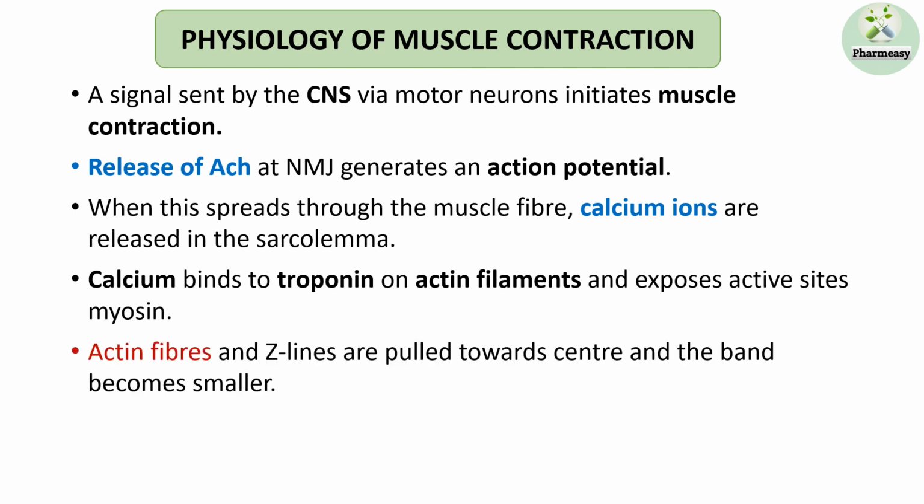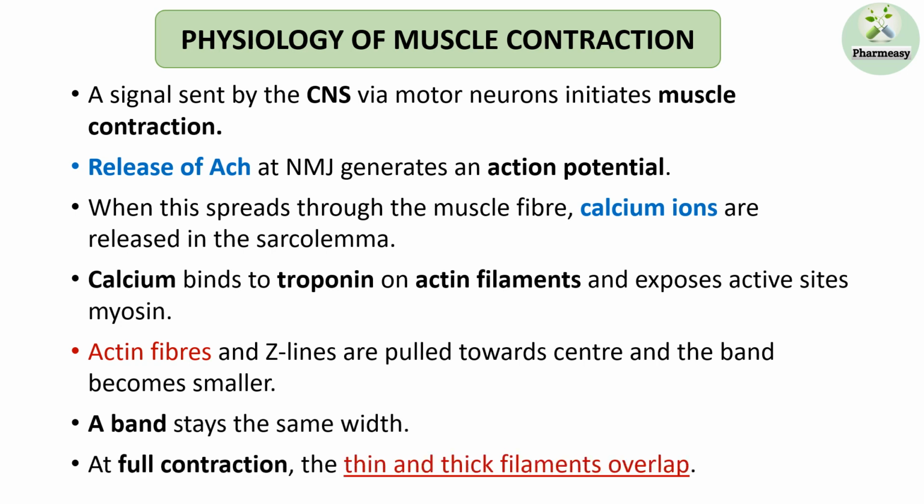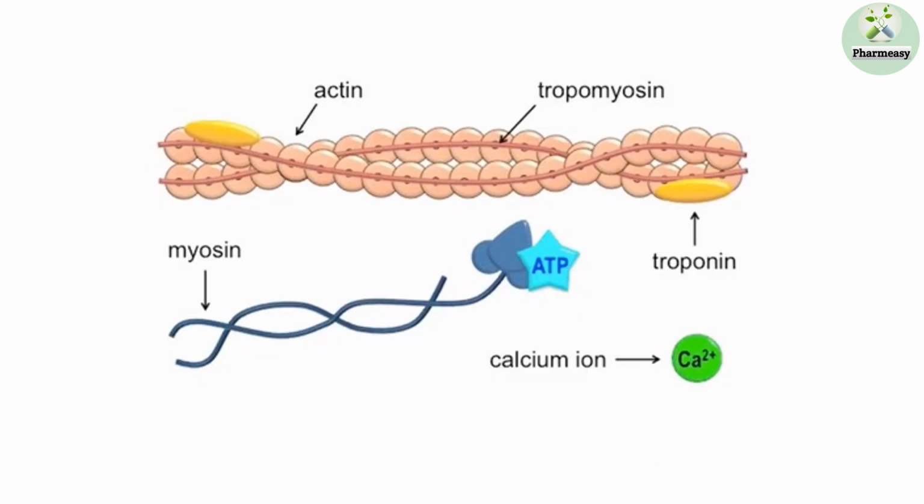Actin fibers and Z-lines pull towards the center and the I band becomes smaller, but the A band stays the same width. At full contraction, actin and myosin, or thin and thick filaments, overlap on one another. Now, in this figure, the filament sliding process of contraction can only occur when myosin binding sites on the actin filaments are exposed by a series of steps that begins with calcium entry into sarcoplasm.